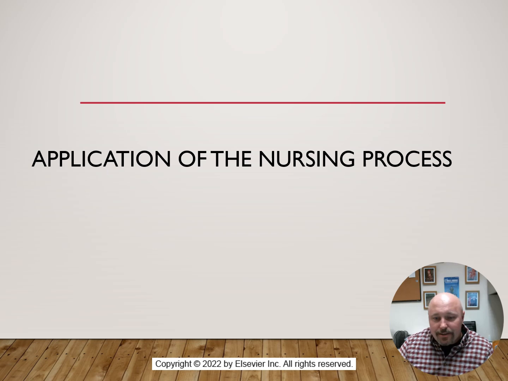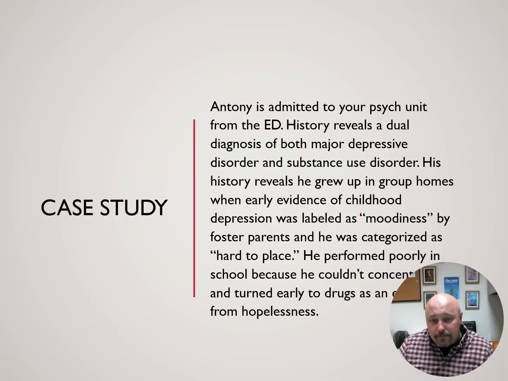And application of the nursing process. Anthony is admitted to your psych unit from the ED. A history reveals a dual diagnosis of both major depressive disorder and substance use disorder. His history reveals he grew up in group homes where early evidence of childhood depression was labeled as moodiness by foster parents, and he was categorized as hard to place. He performed poorly in school because he couldn't concentrate and turned early to drugs as an escape from the hopelessness.